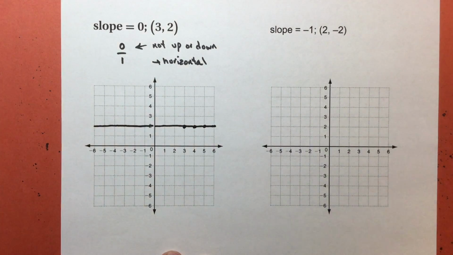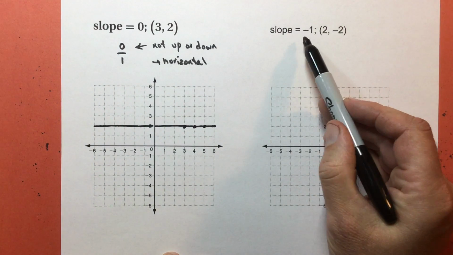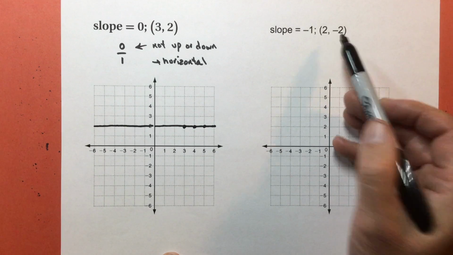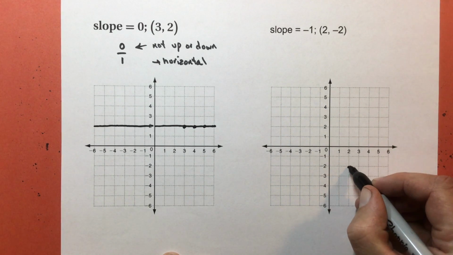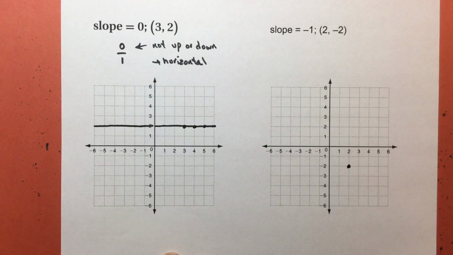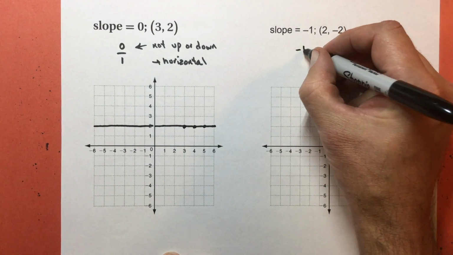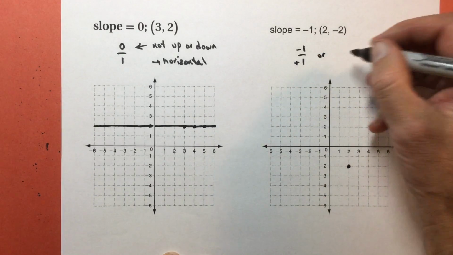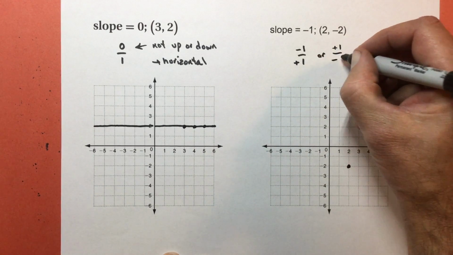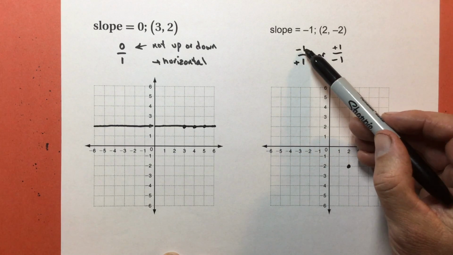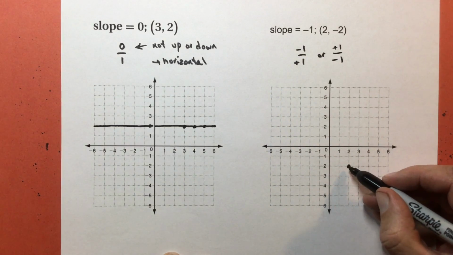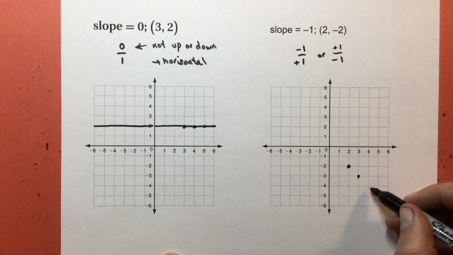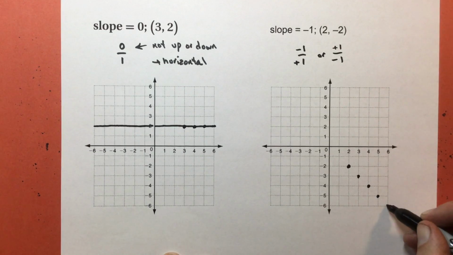All right, and for our last one, my slope is negative 1. I'm going to start at 2, negative 2. So 2, negative 2 is right here. Slope is negative 1. Could be negative 1 over 1, or positive, well, I'll put a plus sign in there, or positive 1 over negative 1. Down and to the right. So go down one space and to the right. And I can keep doing that until I run off the grid.